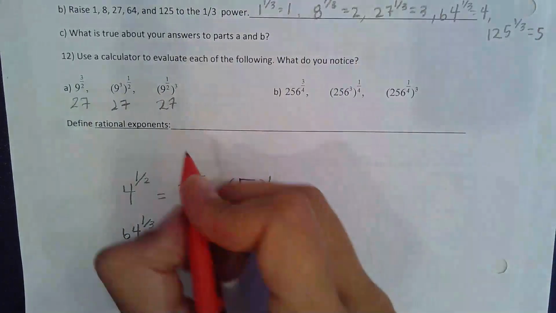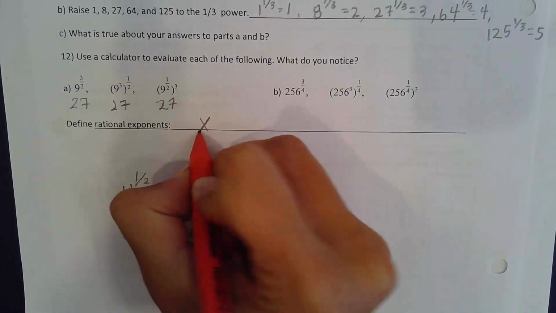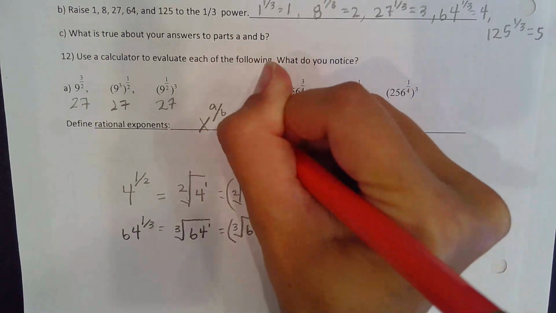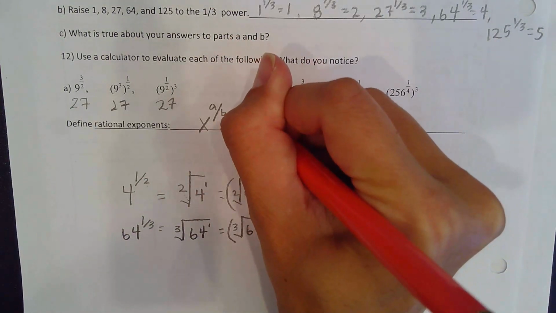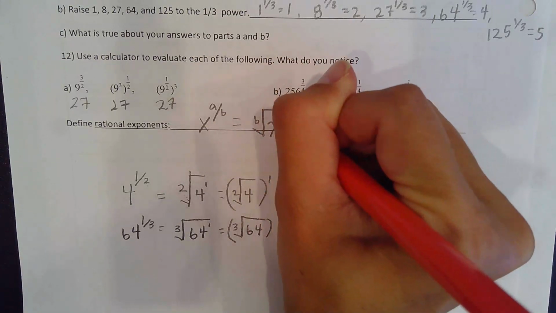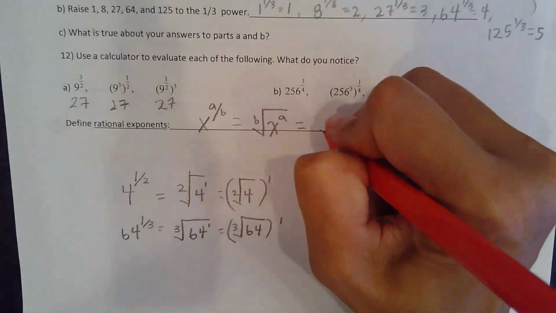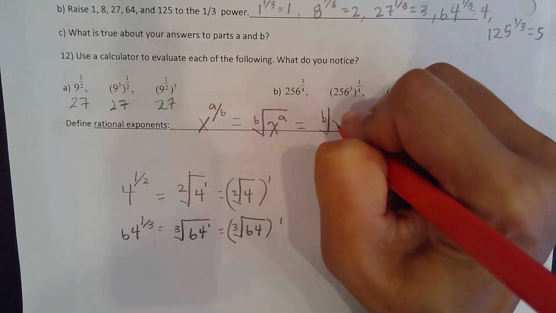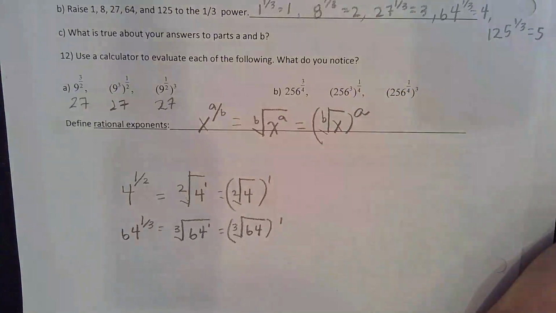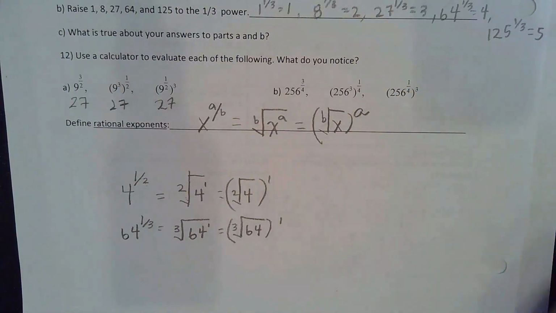So a rational exponent, let's just say x to the a over b, can be rewritten as the index b root of x to the a power underneath the index, or the b root of x to the a, just like that. Okay.